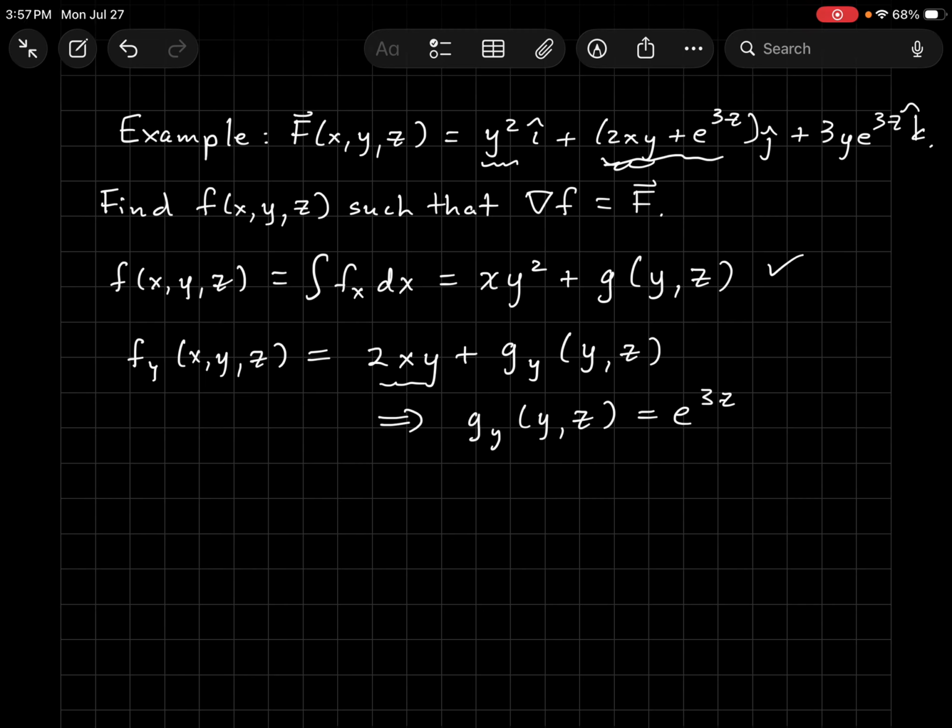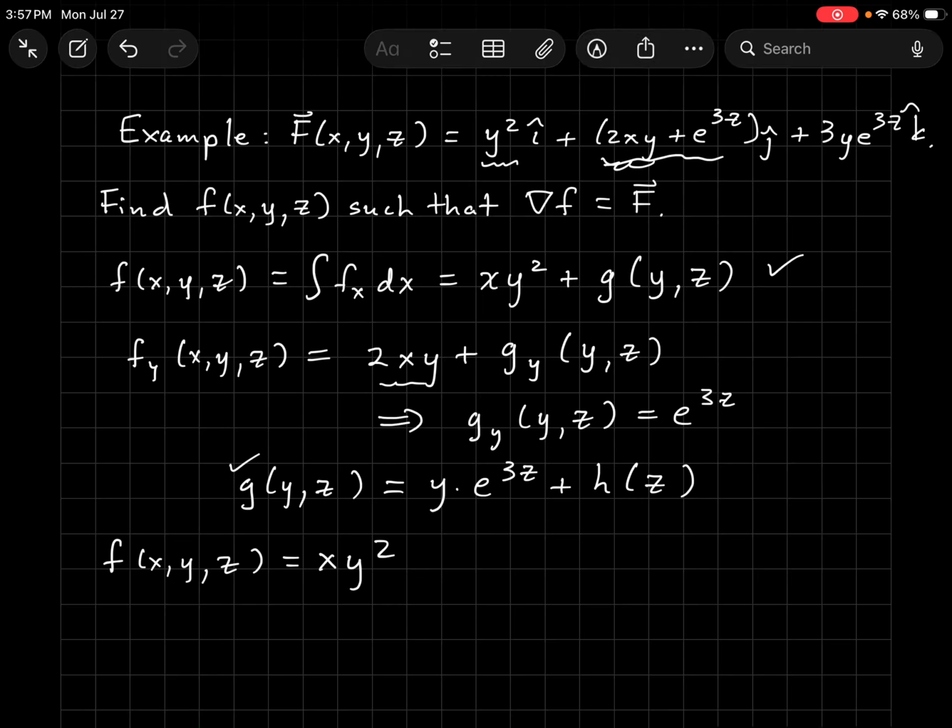So if the partial with respect to y is e to the 3z, then g of y, z must equal y times e to the 3z plus perhaps some function h of z only. Right, so let's take the partial of g with respect to y. Notice that we get e to the 3z plus 0, so it matches up there. So right now, we're at the point where we have f of xyz equals xy squared plus y times e to the 3z. I'm simply substituting this back up here, plus h of z.